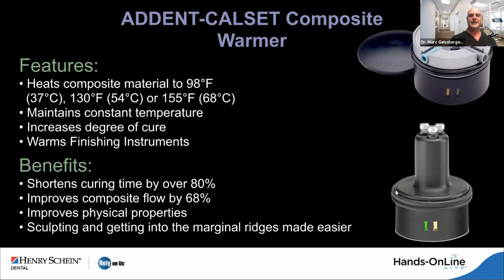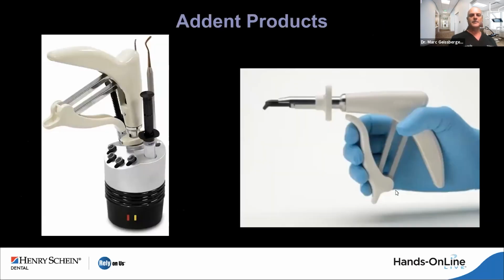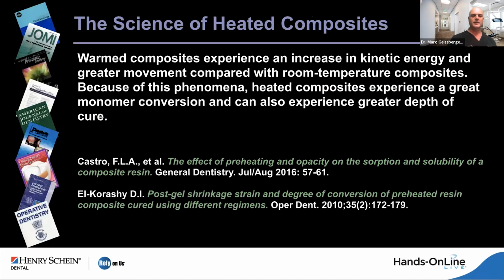But suffice it to say that the literature says that when we warm composite, we get a decrease in film thickness, which allows it to flow more readily, and we get more complete curing. So I've tagged some literature on here. When you get this presentation, if you want to go back through it, I welcome you to do that. But this composite warmer has my gun preloaded with the flowable and my shade of Evanesce right here, warming and ready to go. And it's warmed to around 150 degrees.